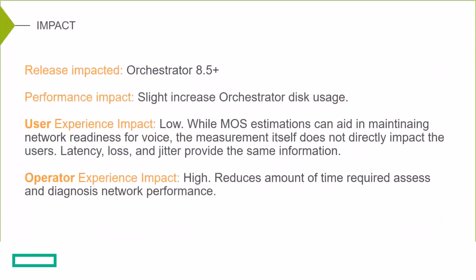All right, so you need 8.5, very low performance impact on the system itself, a little bit of additional disk usage. So from the user's impact, the MOS estimates are pretty low. This doesn't do a whole lot for them directly. If anything, it makes it such that the operator can remedy and prepare the network for their voice traffic a little faster. But from the operator's standpoint, it's pretty high impact, because it reduces the amount of time it takes you to assess the network and to diagnose readiness and network performance.